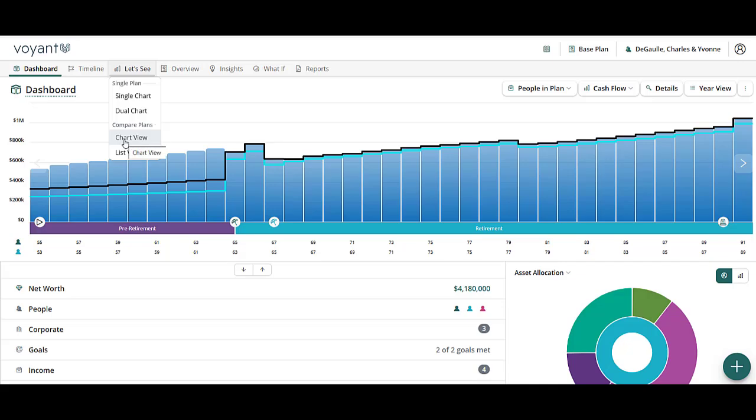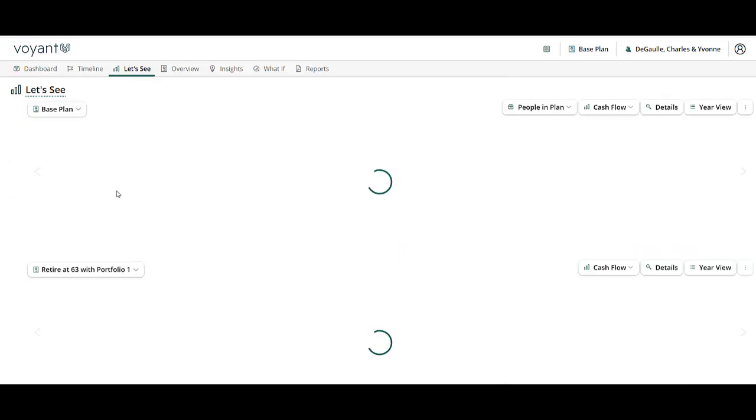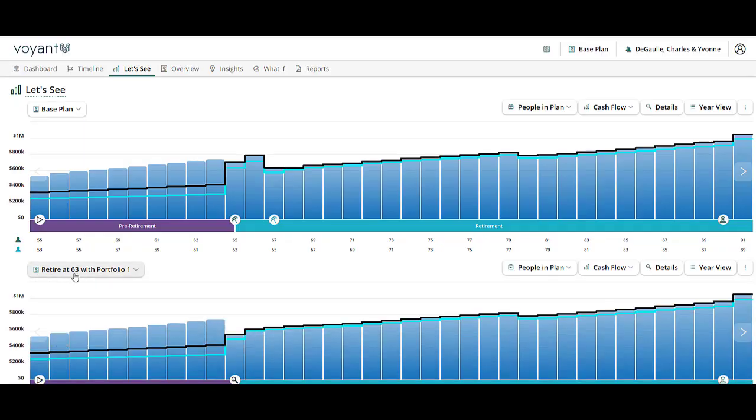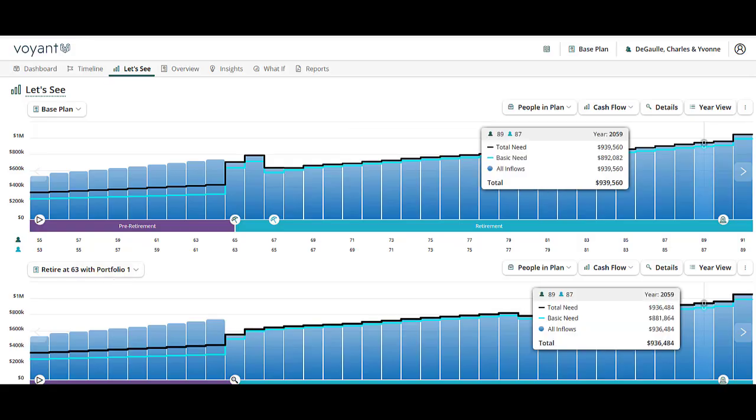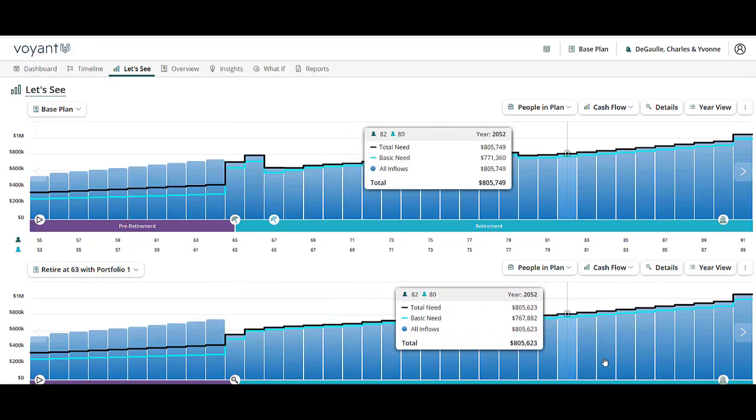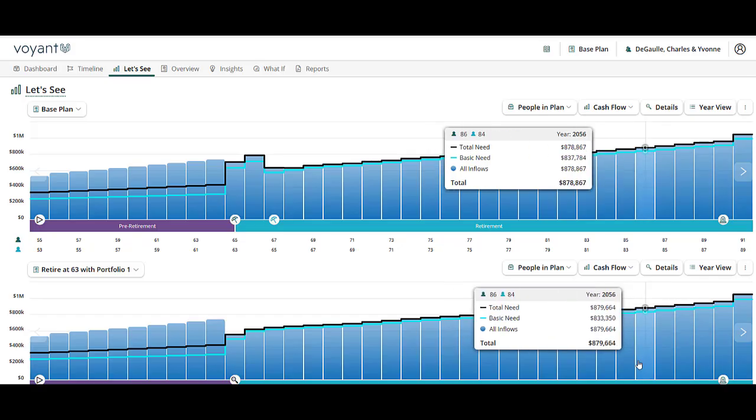and compare whether or not we're going to be experiencing any shortfall in the plan if they do decide to retire at 63. So I'm going to go to Let's See, Compare Plans, and we're going to look at Retire at 63. And the first portfolio we're going to look at is portfolio 1. And you can see here we're not seeing any shortfall in the plan. If we had any shortfall projected, we would see red in the plan.